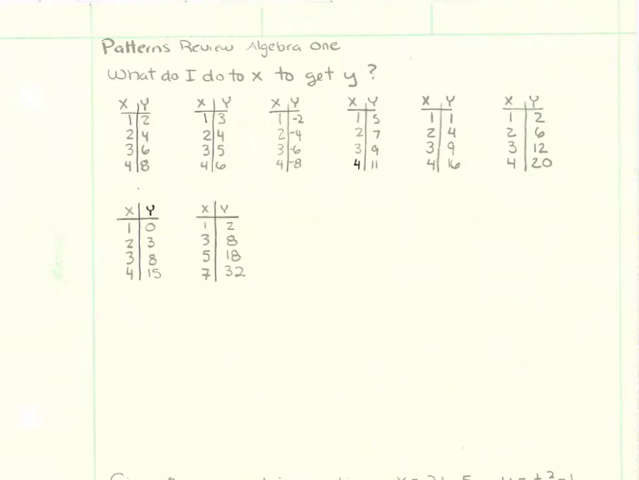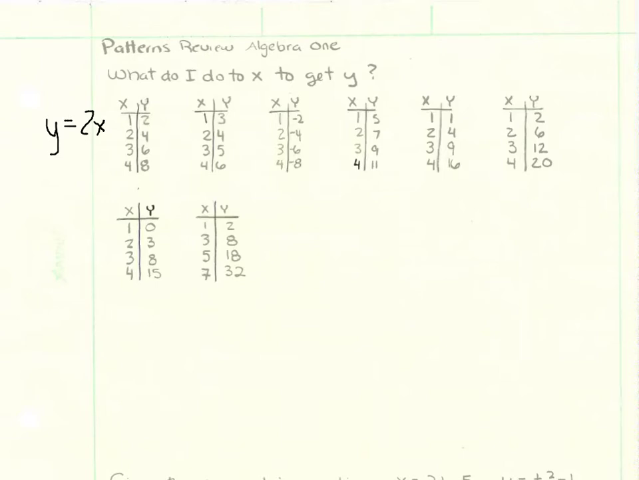You're going to ask yourself, what am I doing to these x values, 1, 2, 3, and 4, to get the y values? And so I'm thinking about, how do I get the 2 from the 1? How do I get the 4 from the 2? And sometimes it's going to come pretty easy to you. Those are all just multiplied by 2. So this first equation is y equals 2 times x. 1 times 2 is 2. 2 times 2 is 4. 3 times 2 is 6.